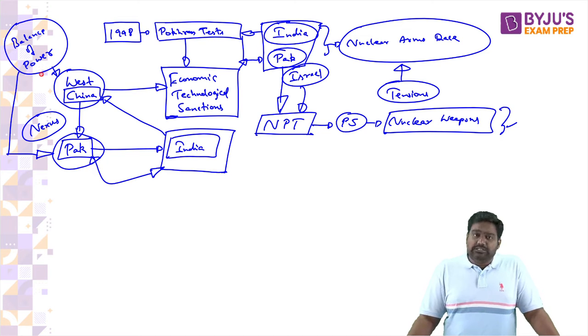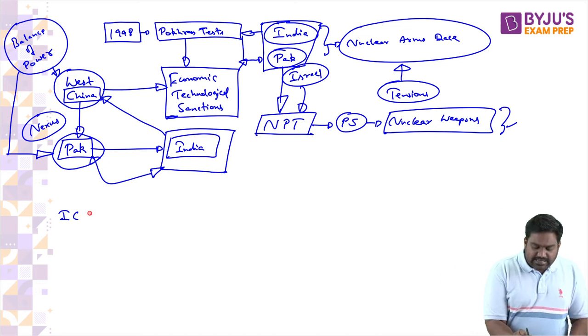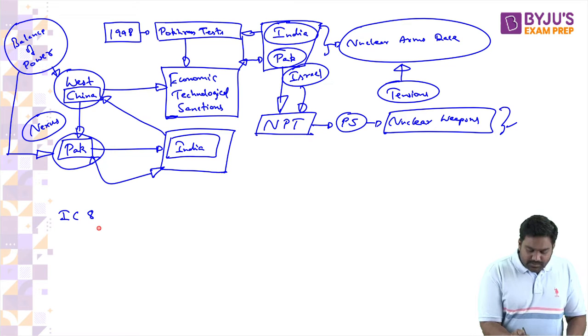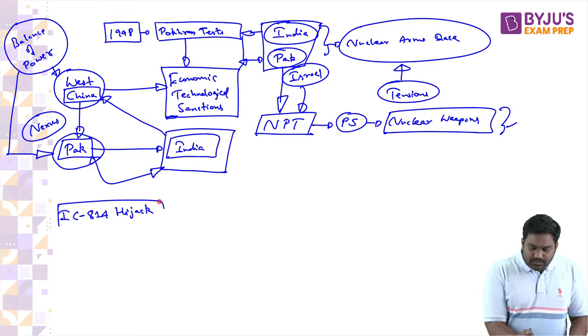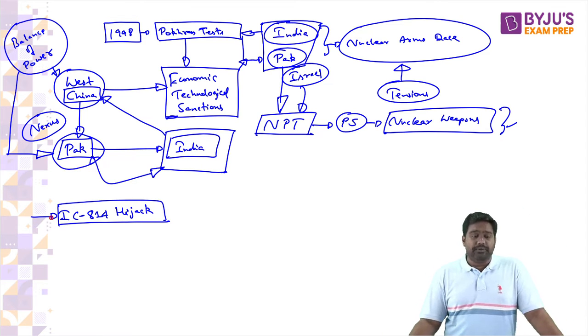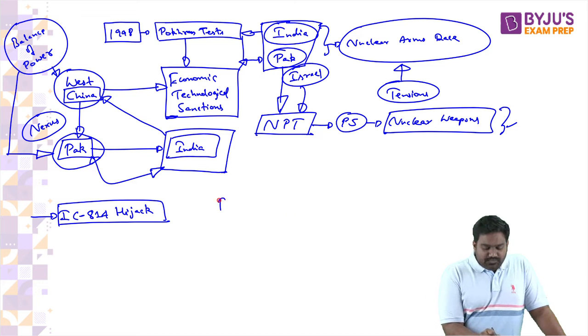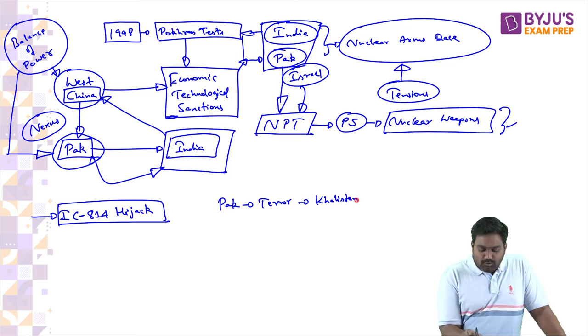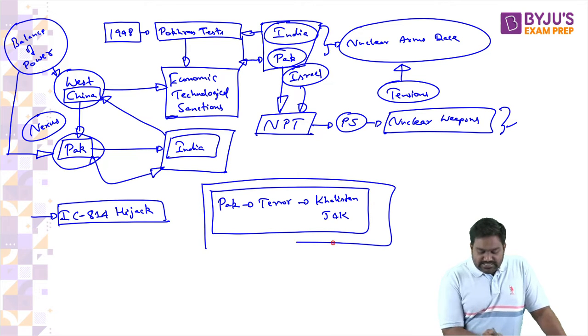Apart from this, there were other tensions as well. There was a series of terror attacks that were happening. There was the hijacking of a plane, the IC-814 hijacking. We studied this under India-Nepal, if you remember. Right? There were a series of bomb blasts and terror incidents. By this time, Pakistan had sponsored major acts of terrorism against India, including the Khalistan movement and terrorism in Jammu and Kashmir. We are going to study this after the break.